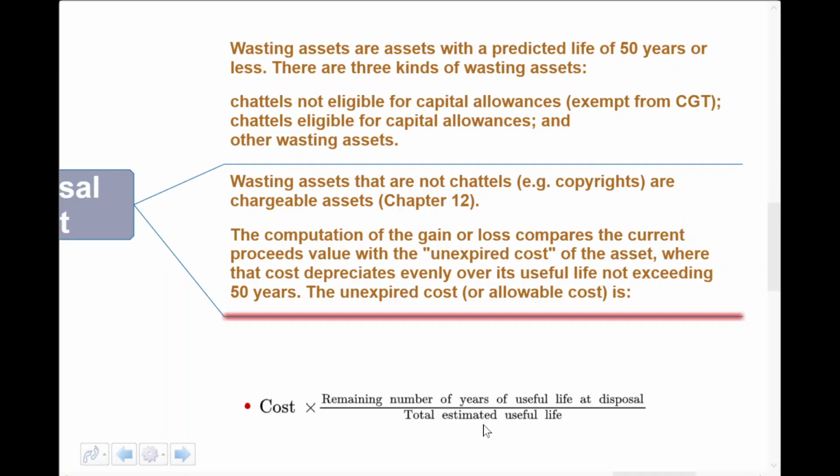So how do we do it? Well, we simply say, okay, what was the cost? What's the remaining number of years of useful life? Oh, only 8. What was the total estimated useful life? Well, it was 50. Okay, so 8 over 50 times cost, yeah? So you'll see that as time moves on, in effect, the cost that you can include in your 3-liner for wasting asset disposals gets lower and lower and lower, okay? Hope that makes sense. A little bit tricky.